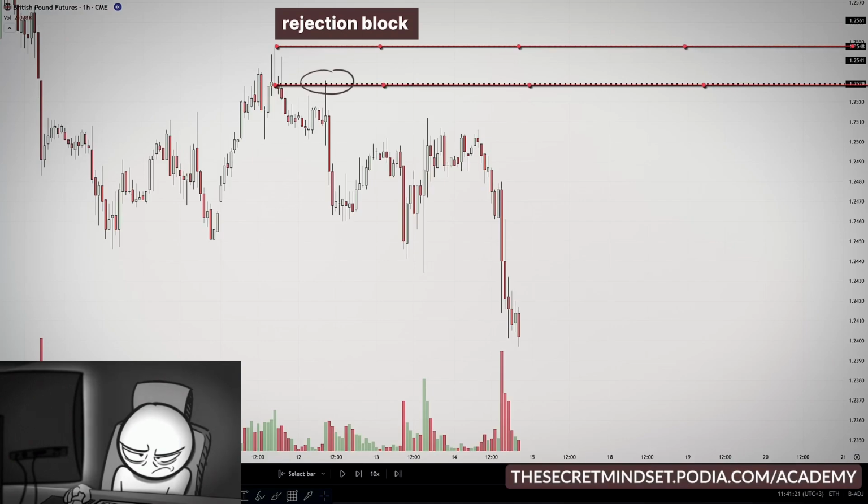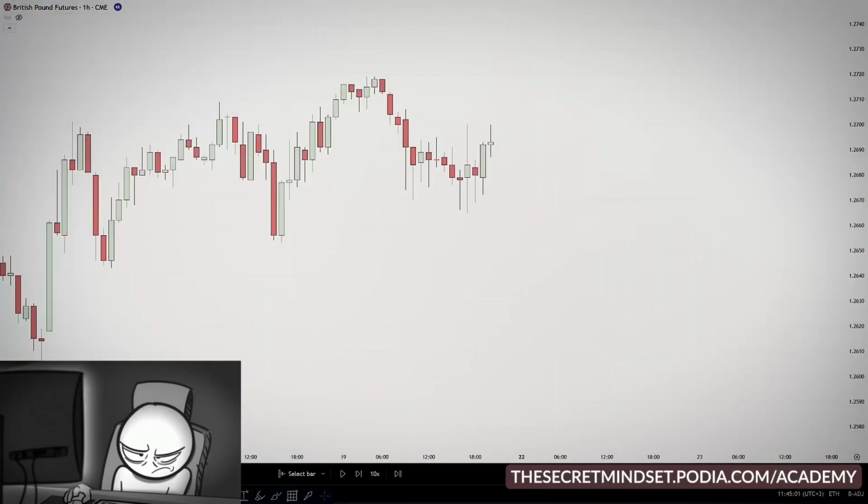As price approaches the rejection block, you notice it starts to slow down. The candles get smaller, showing hesitation. Then price touches the rejection block and immediately forms a bearish candle with another long upper wick, similar to the original rejection candles. So the play here is to sell as the bearish candle closes, placing your stop loss just above the rejection block. The same for a buy signal.